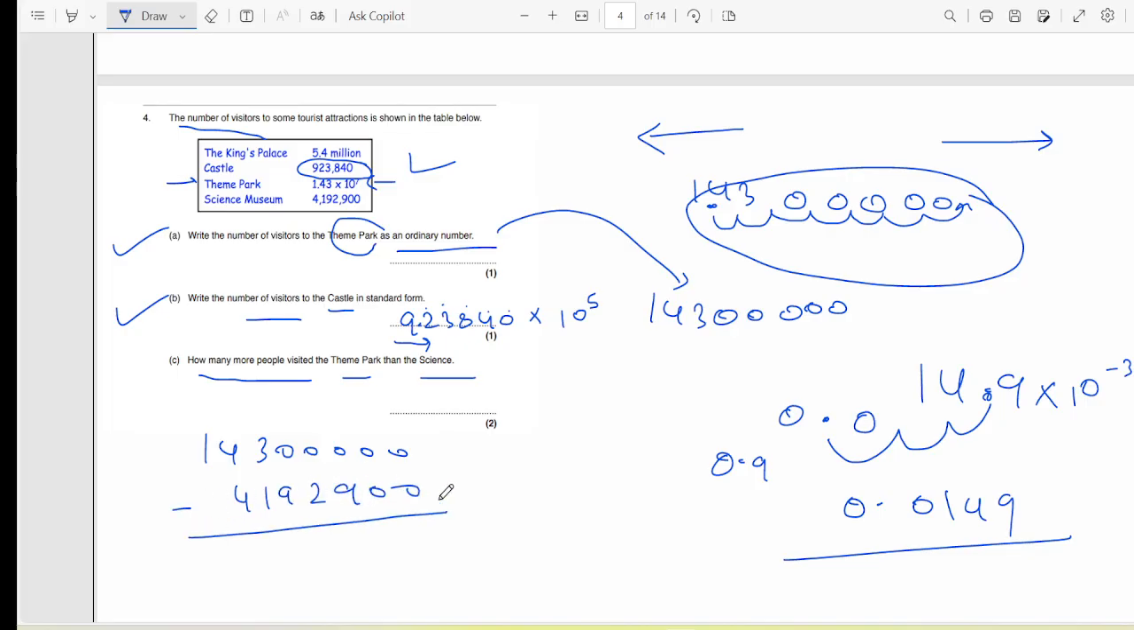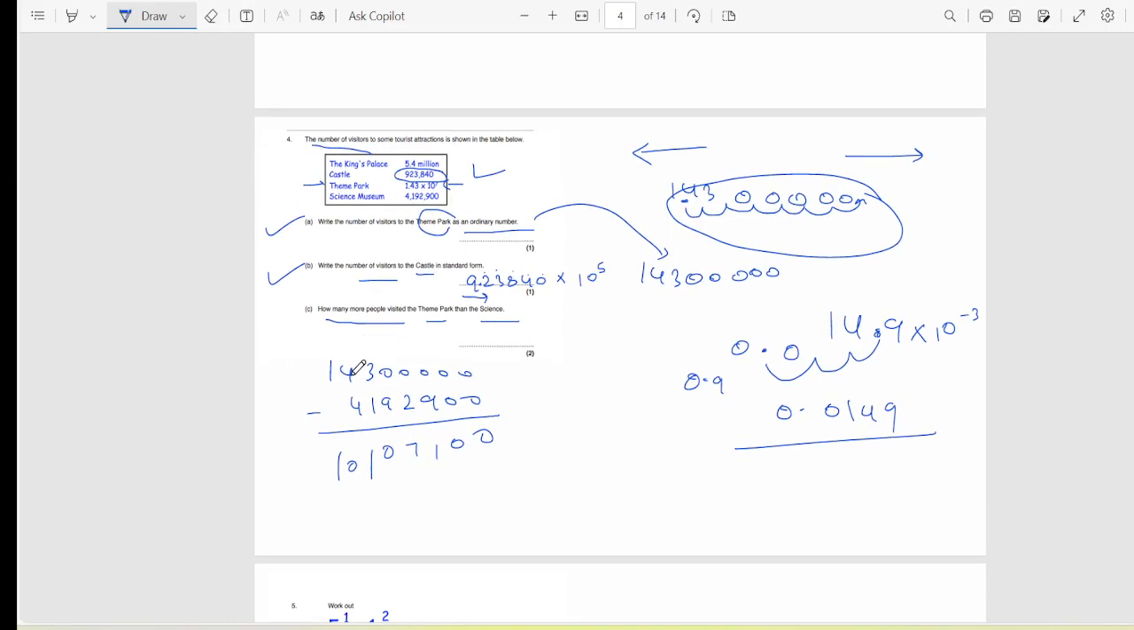4192900. So if you just subtract it, 0 0 10 minus 9 1 9 minus 2 7, this 0, because this is also 9 9, and then 101. So this is your answer. This many numbers visited more theme park than the science.